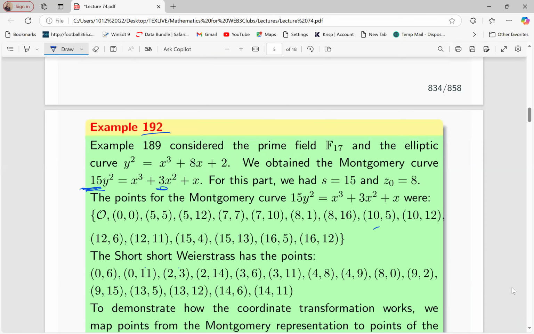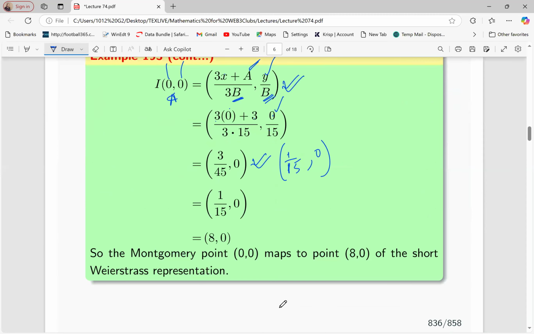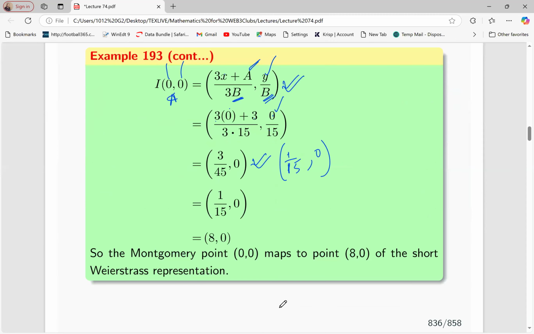We are working mod 17. So how do I do away with the fraction? What we have is 1 times the inverse of 15.